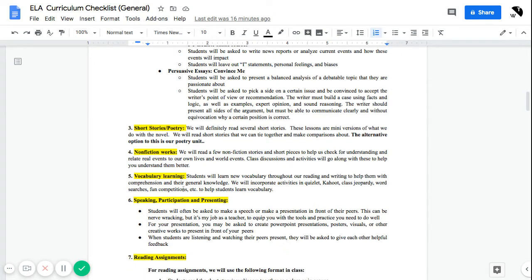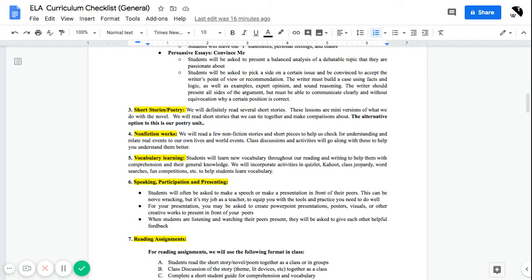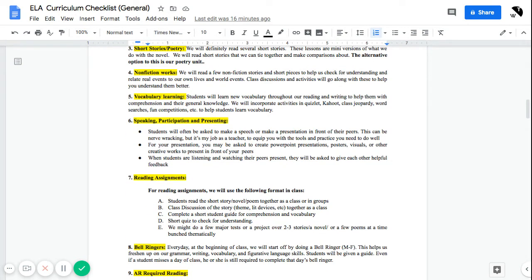Number five, we'll take a look at vocabulary, different ways that we can increase our vocabulary. Number six, we'll do a lot of speaking, participation, and presenting. You learn how to write a speech, how to present yourself and your ideas well. Number seven, we'll go into some reading assignments. Those are always closely associated with our short reading or poetry or a novel. Typically, as a body of students, we discuss it in class. The literature that we're studying, we look at some of the themes, some of the literary devices. Then we have kind of a guide that helps us really look for some of those things.